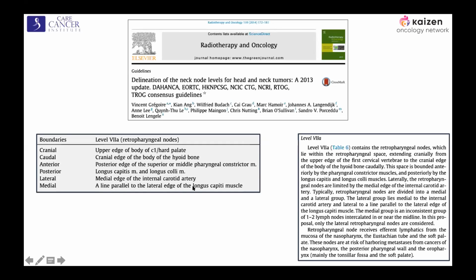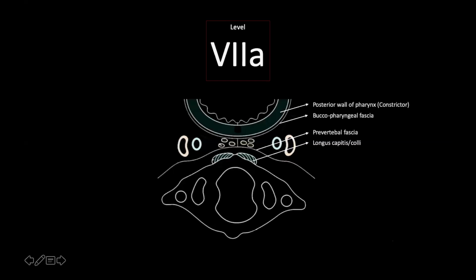The medial retropharyngeal group of lymph nodes is an inconsistent group. You usually don't have nodal metastasis there unless you have metastasis in the lateral retropharyngeal group of lymph nodes. So it's usually not recommended for contouring. The retropharyngeal nodes that are described in this guideline basically are the lateral retropharyngeal group of lymph nodes. They receive efferent lymphatics from the nasopharynx, the eustachian tube, and the soft palate. The nodes are at risk of harboring metastasis from cancers of the nasopharynx, the posterior pharyngeal wall, and the oropharynx.